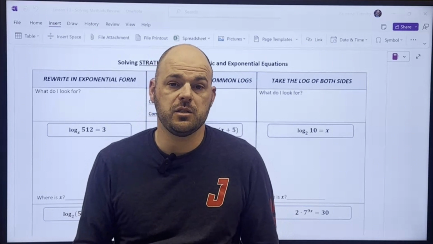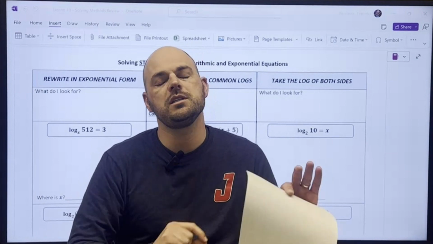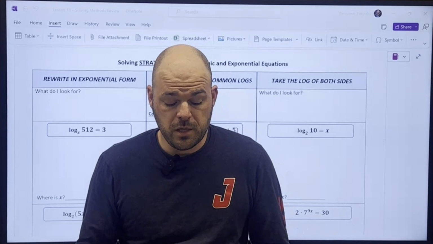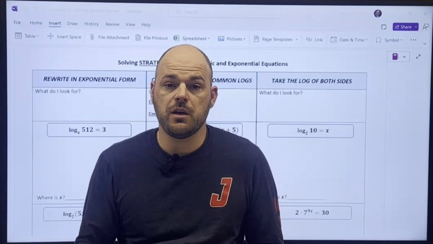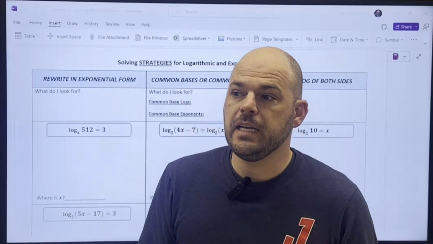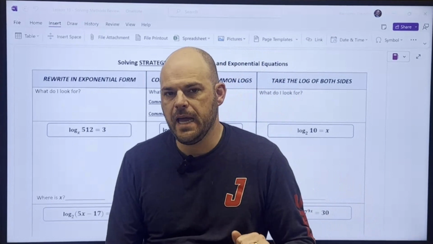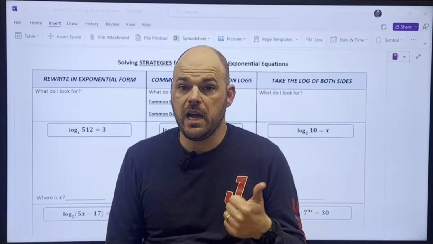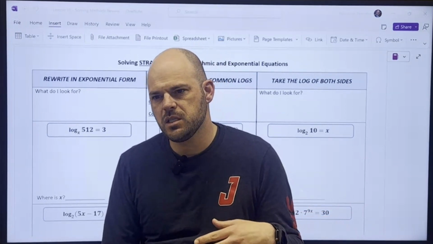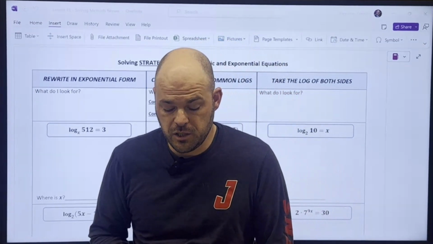And this graphic organizer is designed to help you make those decisions, to help you decide, oh, this is the one where x is in the exponent, so I have to do this, that kind of thing, right? So it's called Solving Strategies for Logarithmic and Exponential Equations. We're really worried about where is x, right? First, we're worried about if we have a log or an exponential equation, and then where is the x? Is it in the exponent? Is it in the base? Is it in the answer? And that will help us determine which of these strategies to use, right?